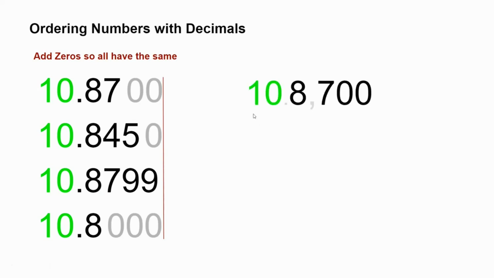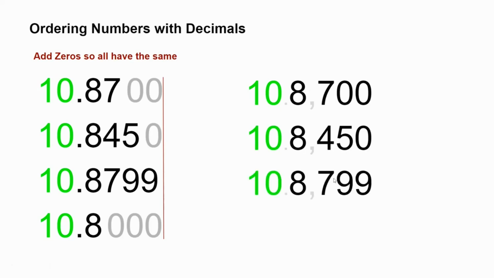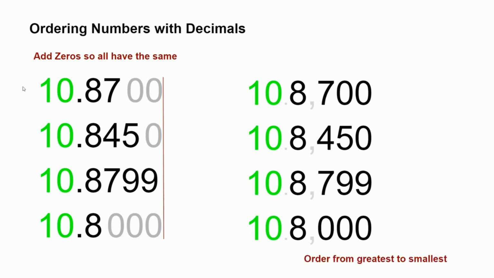We could think of this as 108,700, 108,450, 108,799, and 108,000 even. This makes them easier to compare.